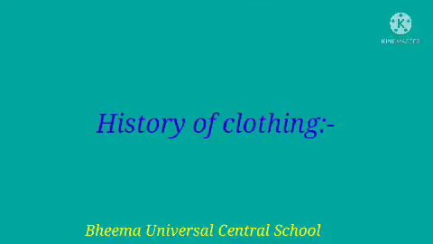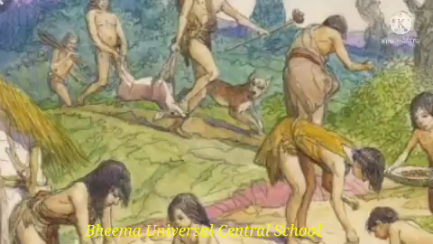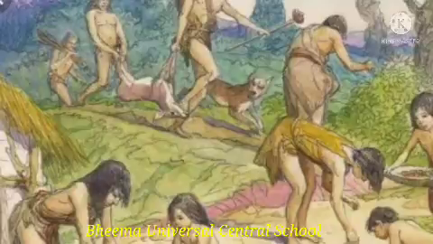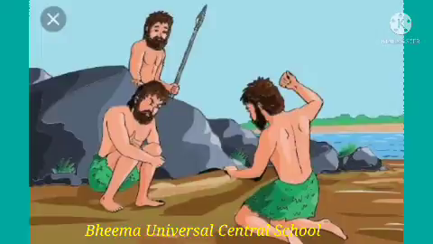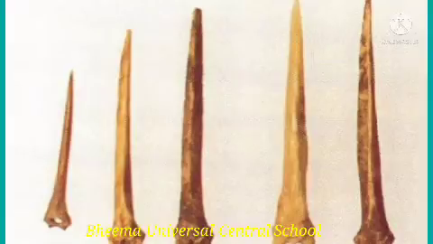Next one is history of clothing. Early man used to cover their bodies with animal skin in colder regions, and with bark, leaves and grass in warmer regions. After the invention of the stitching needle, they started making clothes from animal skin. They used bones as stitching needles.